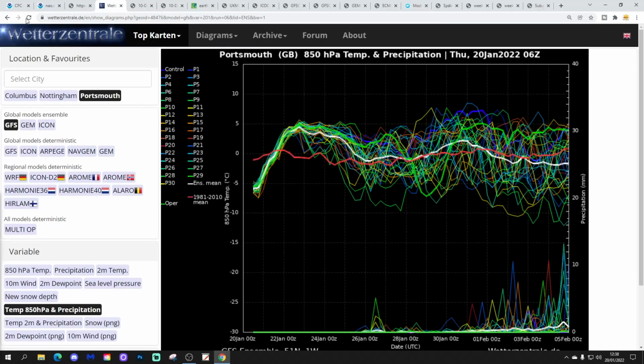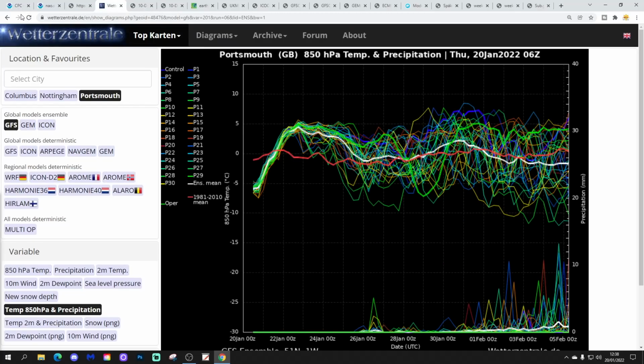These are the GFS upper air temperature and precipitation ensembles. We're looking at Portsmouth today, so the red line is the 30-year upper air temperature average for Portsmouth. Now, having a little cold snap today, but really from today onwards, the upper air temperatures are on the way up. Of course, associated with high pressure, it will take a little while to turn things milder in the south. But generally now we're looking at an extended mild period, milder than average anyway, with the upper air temperatures right through to the first week of February.